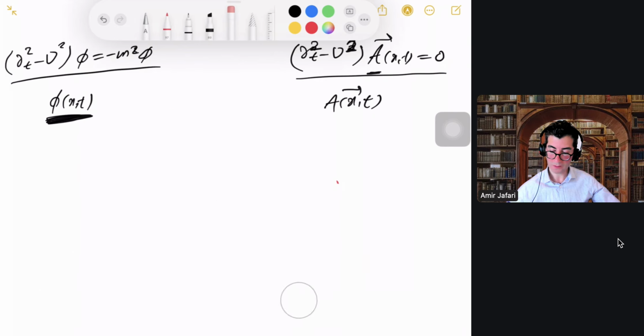When you have repeated indices like mu here, it means that you have to sum over mu: 0, the time component, and 1, 2, 3 for the space components. Okay, so this is equivalent to the above equation. So this is the Euler-Lagrange equation.